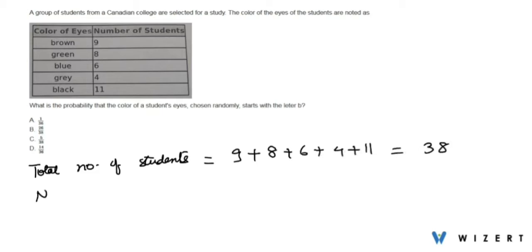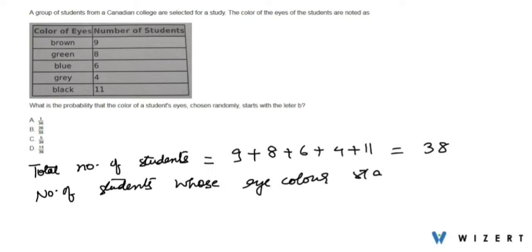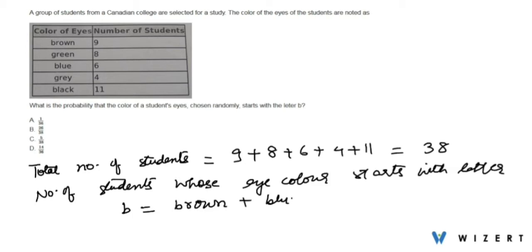Now let us find the number of students whose eye color starts with the letter B. So letter B starts the brown and then blue and then black. These are the color of eyes that starts with letter B.